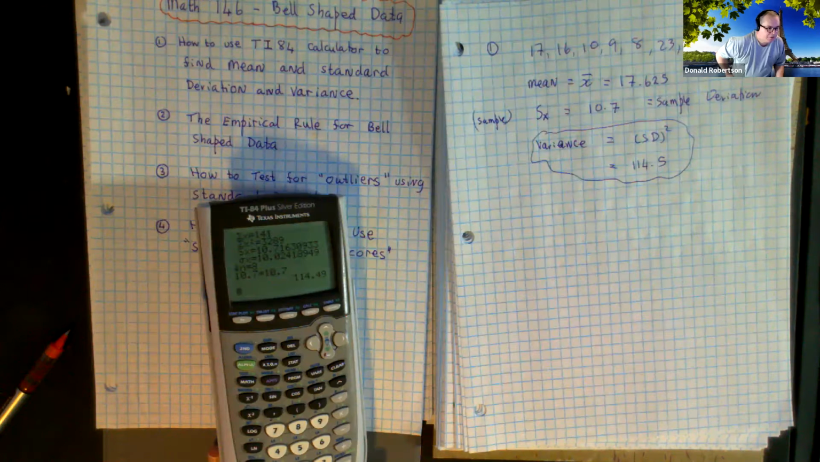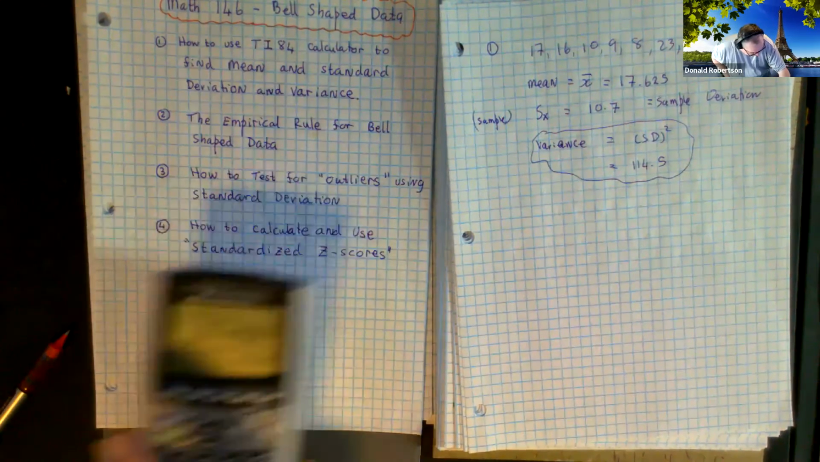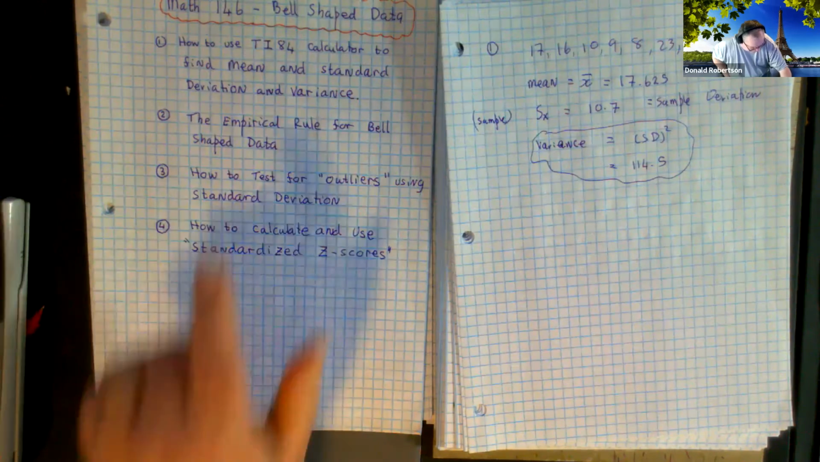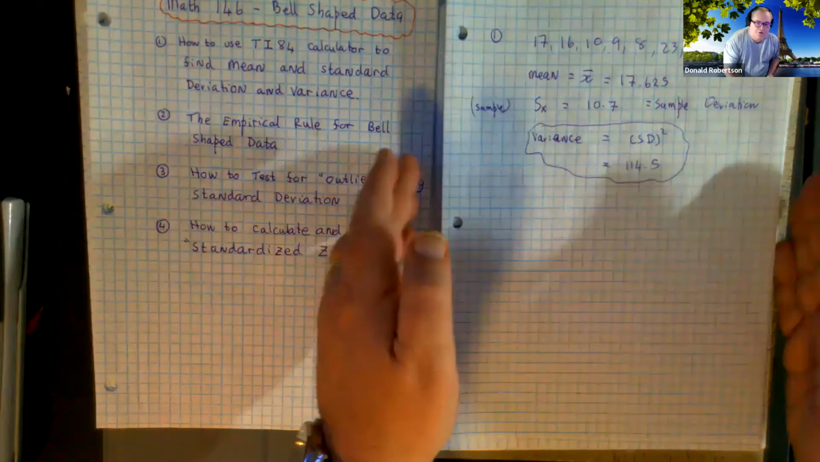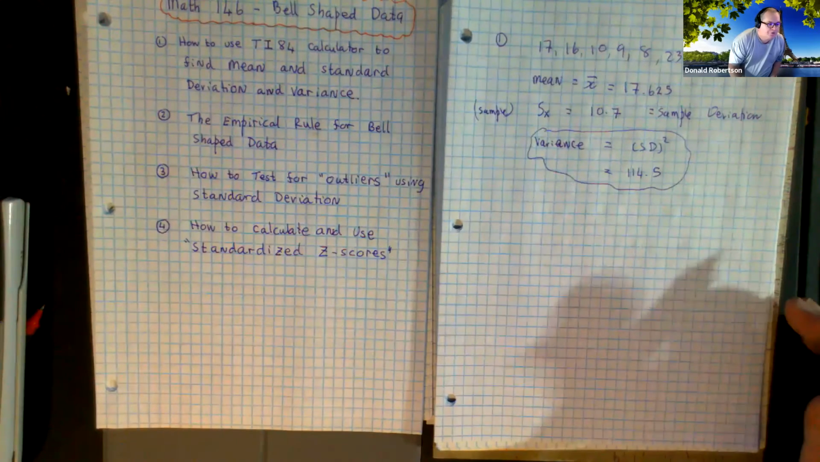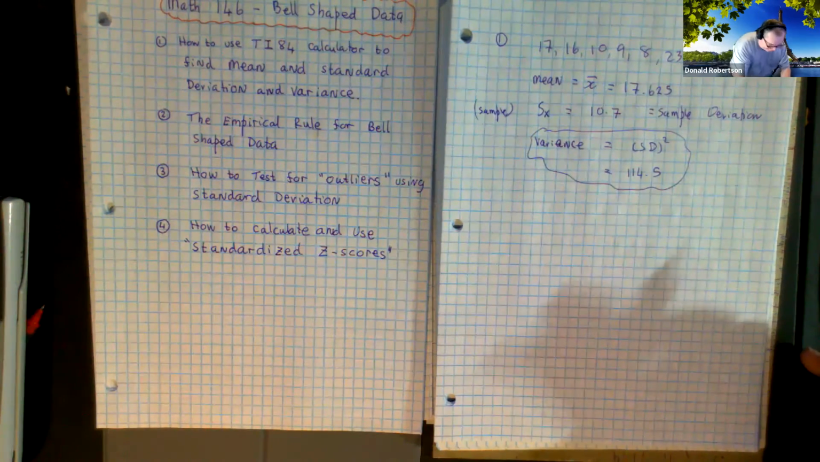Are we good so far? Now, that's step one, or topic one: how to use your TI-84 to calculate the mean, standard deviation, and the variance. Do you want me to do another data set, or are you comfortable that you could do that? Okay, we'll do one more.